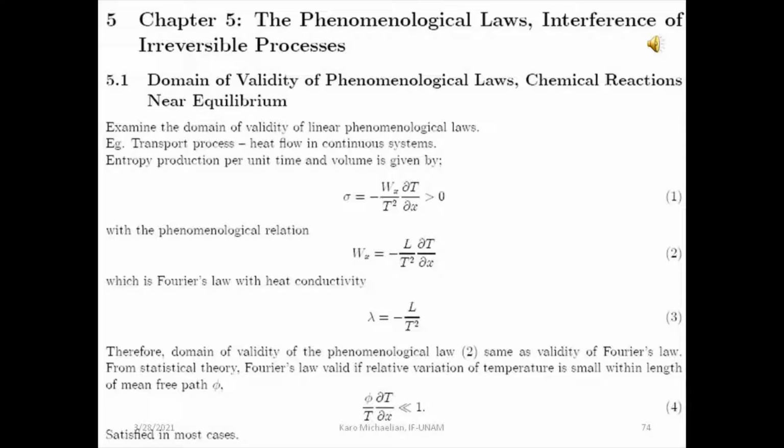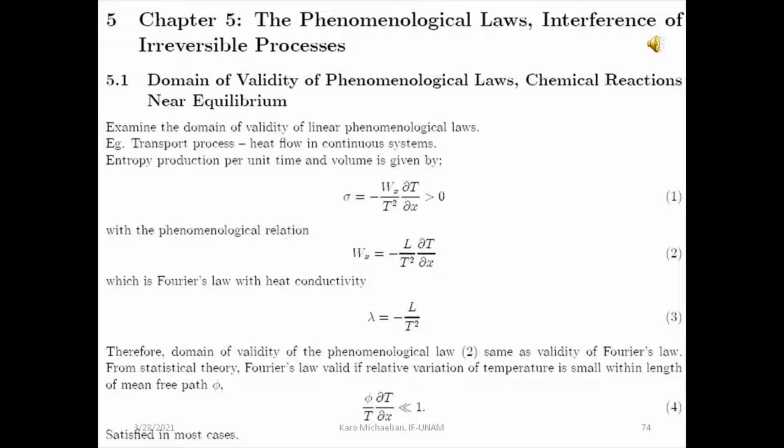Remember that the phenomenological laws are the laws which relate the flows with the forces. And in this case we're considering only linear relations between the flows and the forces. In reality, the system may express non-linear relations between flows and forces. But for this section, we're only considering the domain of validity of the linear phenomenological laws.